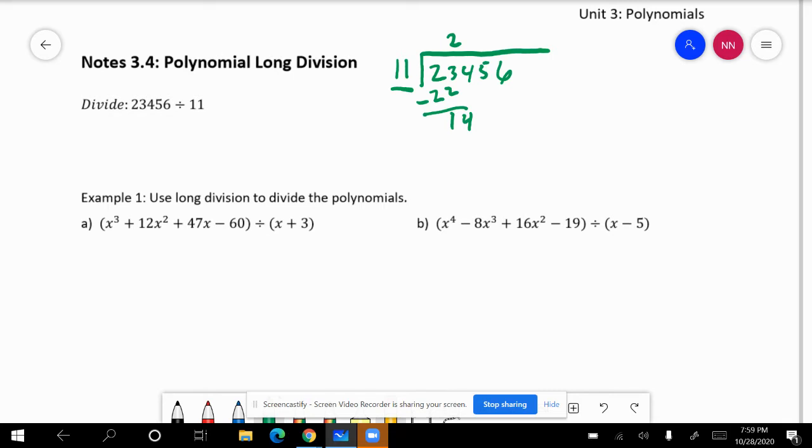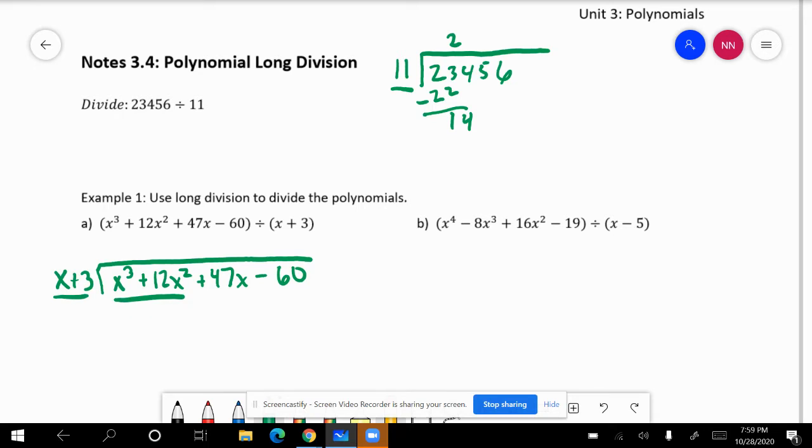Now, let's look at the polynomials, and we're going to do that same first step. We take the x plus 3, and we're going to divide the x cubed plus 12x squared plus 47x minus 60. We're going to see how many times x plus 3 goes into x cubed plus 12x squared. Our focus is always going to be the x. So how many times does x go into x cubed? That would be x squared times.